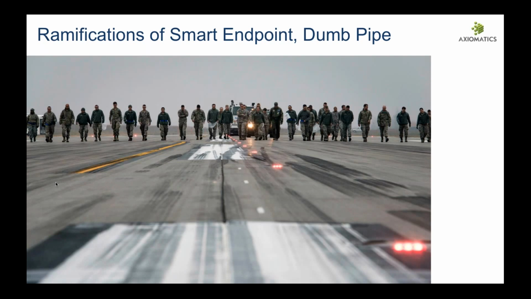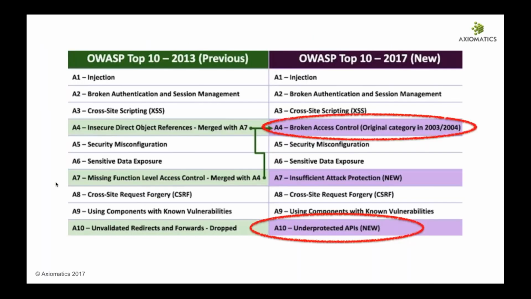A ramification of smart endpoint, dumb pipe is that we're putting the onus of policy enforcement on each individual microservice developer. And while I'm a big fan of good security hygiene throughout the organization, I don't think we're there yet in terms of putting that pressure on developers to do the right thing. Given the choice of best practices versus schedule, timeline and efficiency, they're going to choose the shortcut oftentimes. And the OWASP proposed 2017 list backs up that assertion.